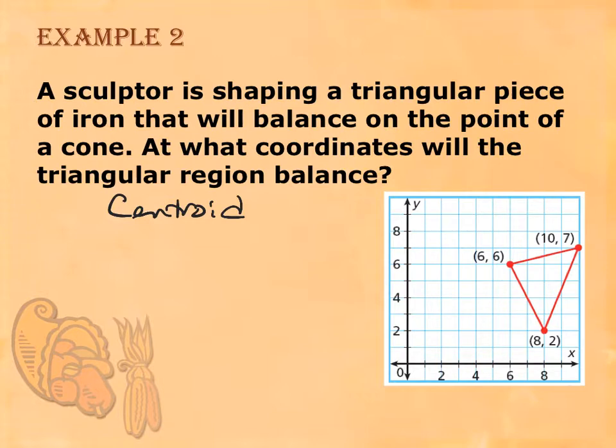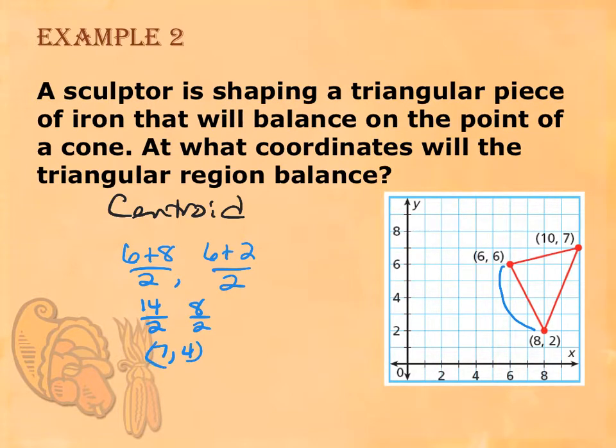So I'm going to draw in my medians to find the coordinates of the centroid. So what I need to do is find all of the midpoints, and then I draw from the midpoint to the vertex. Once I've drawn in all those medians, I'm going to see the point where the 3 medians cross. So let me calculate the midpoint for this side. I'm going to take 6 plus 8, divide by 2, 6 plus 2, divide by 2. This gives me 14 over 2, 8 over 2.